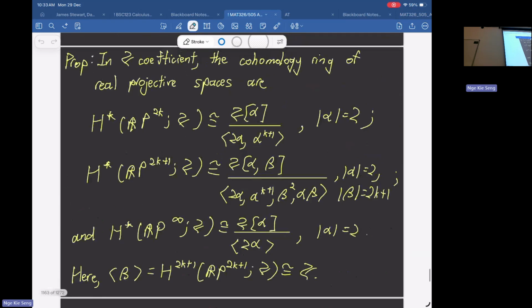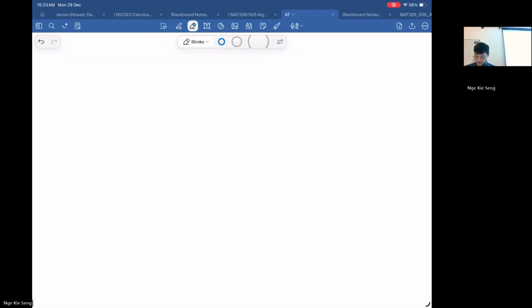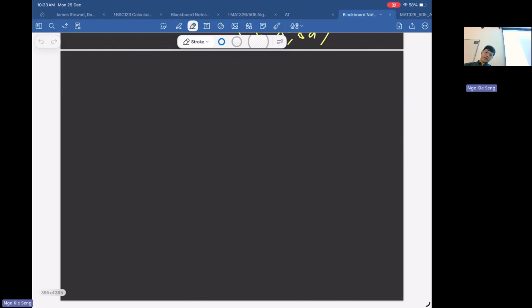Okay, I think the next part is important. The next part is what we're going to test on. Yeah, the next part. 这种类型的题目。Yeah, next part 我们可以讨论一下。I think you can remember this as a fact, this ring. Okay, so let's do the next part.